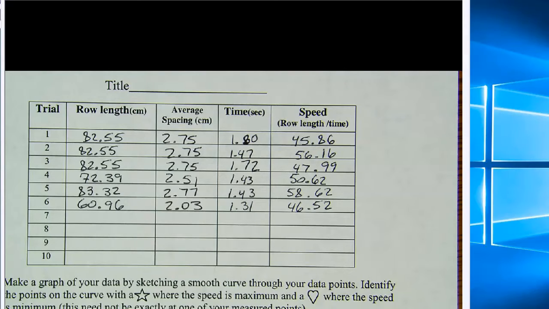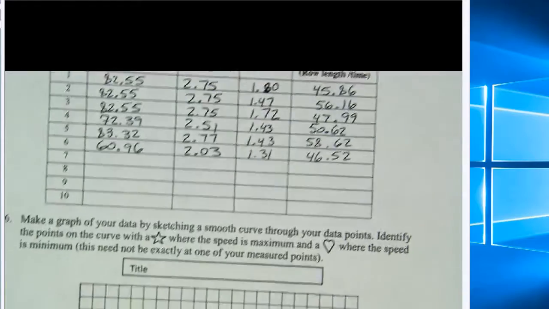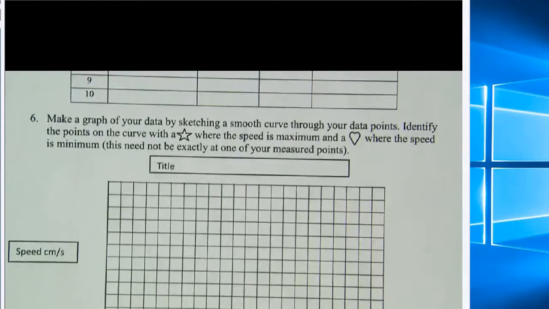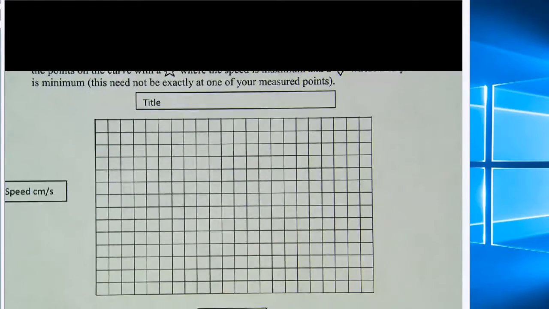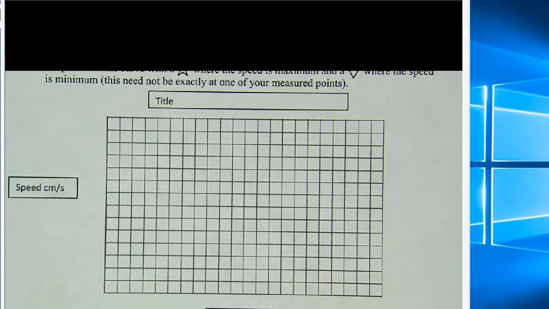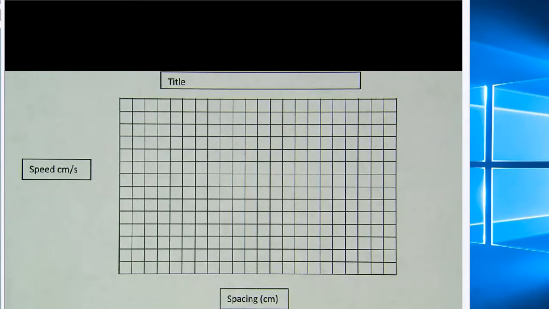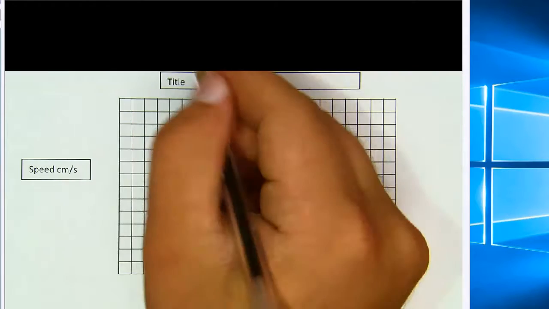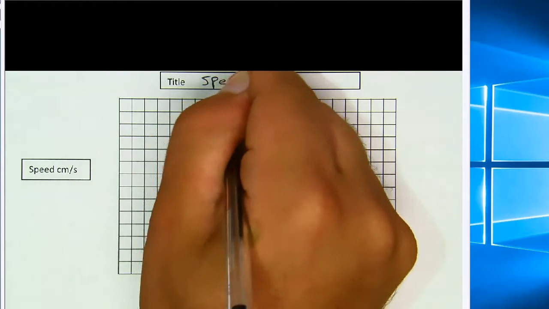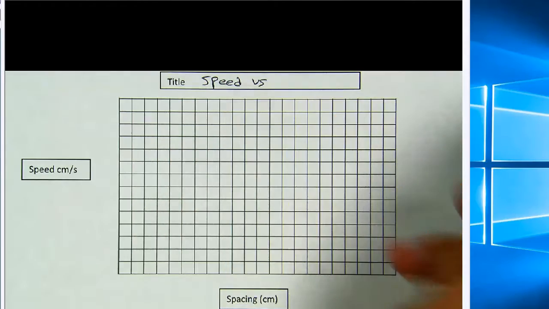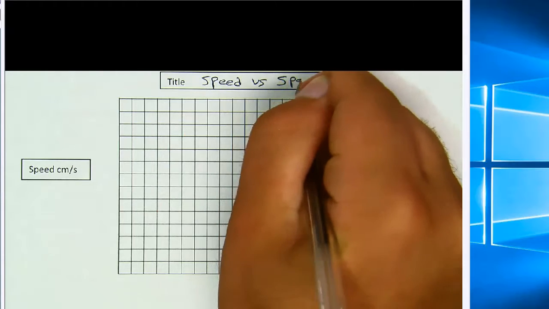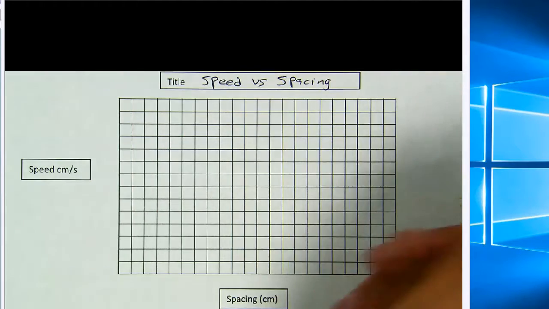If you would like to copy those down, you can. Then on the bottom it says make a graph, so I'm going to show you how to do that real quick. The title is always going to be the y-axis versus the x-axis. Here our y-axis is speed, so it's going to be speed versus spacing.